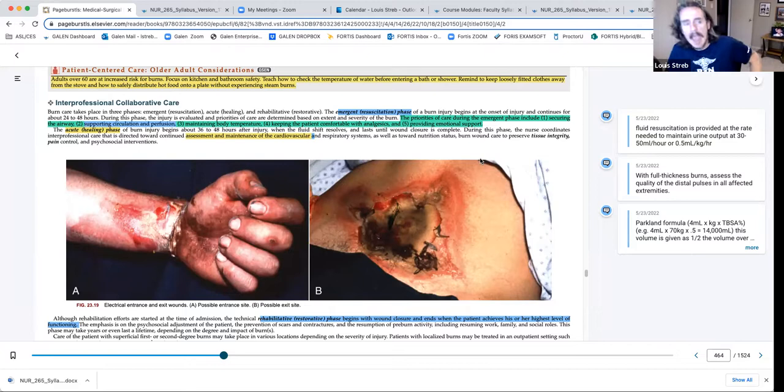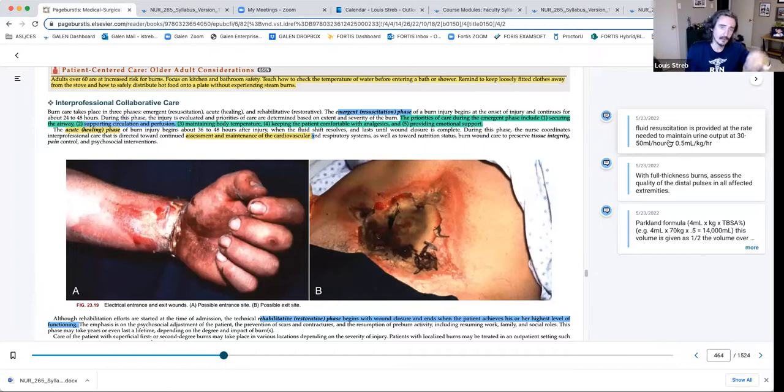How do you know that you're maintaining somebody's circulation? Your book does mention fluid resuscitation is provided at a rate needed to maintain urine output of 30 to 50 mLs per hour or 0.5 mLs per kilogram per hour. This is what we do in every burn center. While we use the Parkland formula, yes, to ensure we're giving the right amount of fluid, it's usually like 14,000 mLs. We're going to give 14 liters in 24 hours, seven in the first 8 hours, when we think of Parkland.